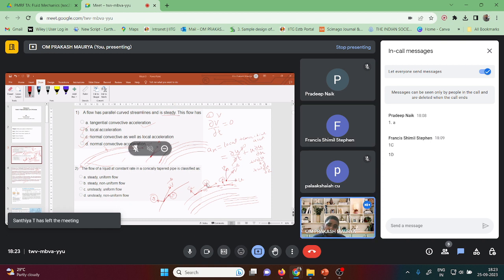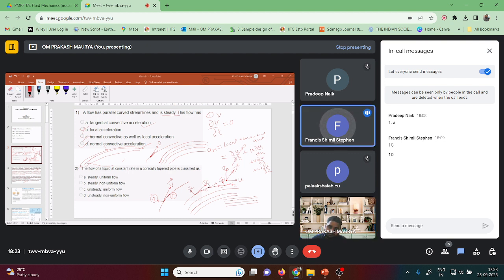Yes, what you are telling, please tell again. Francis, you tell again about your doubt. I understood why there is a normal component of acceleration, but the horizontal component, I mean the tangential component, is also changing for different points, isn't it? The u will be different at different points. So there is a tangential change in the velocity also happening there. So there should be a tangential acceleration, isn't it?